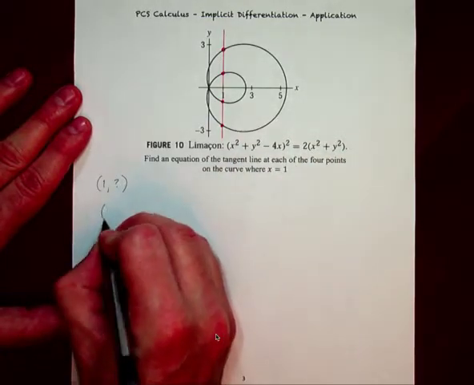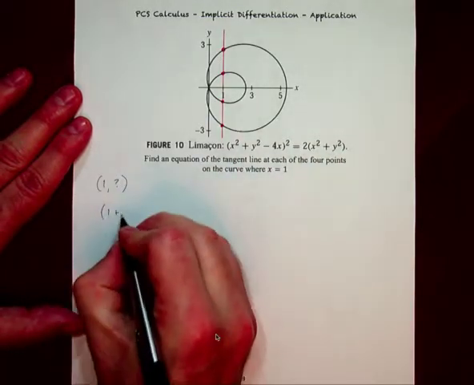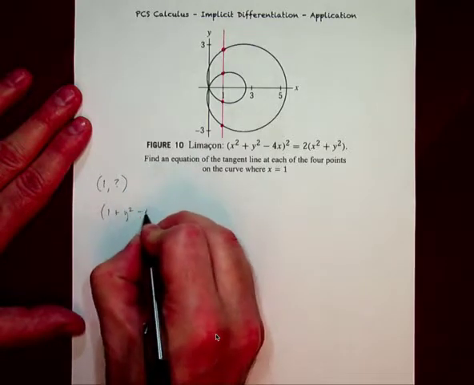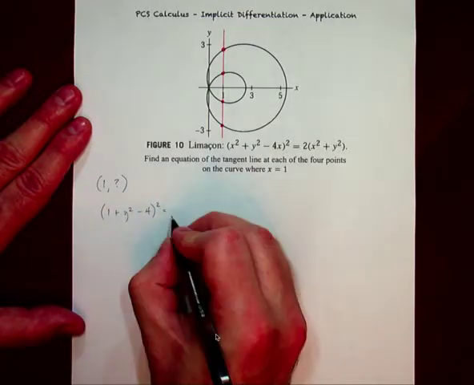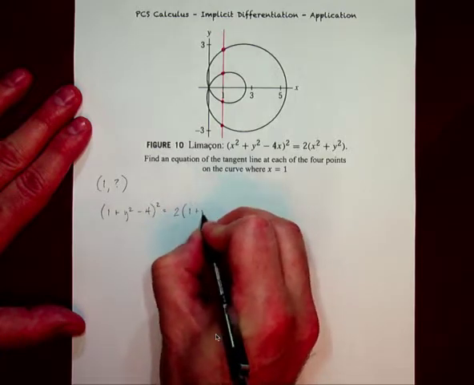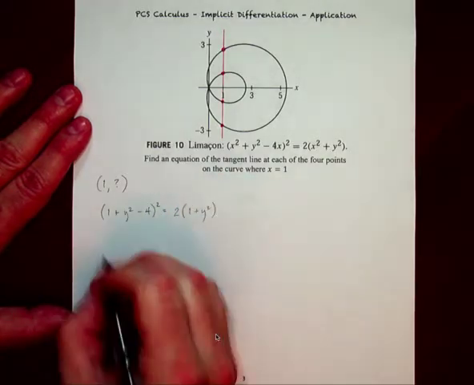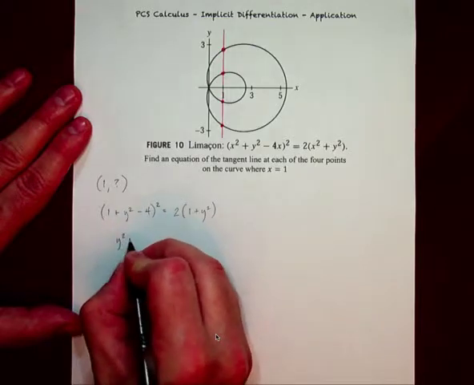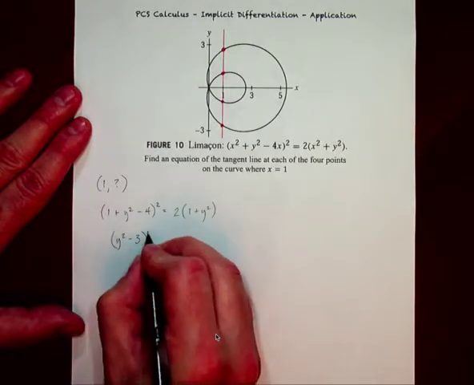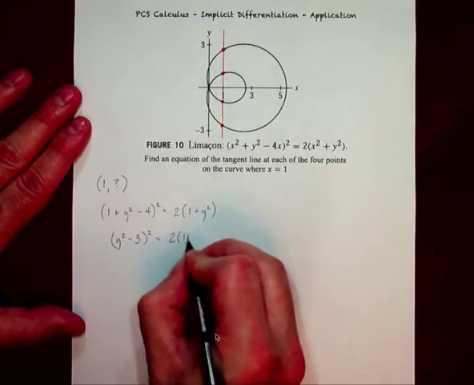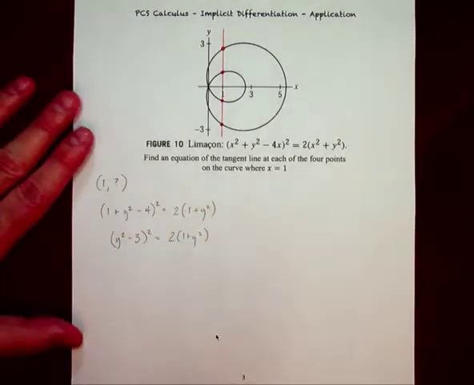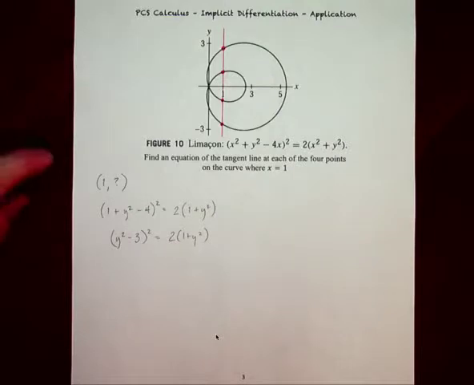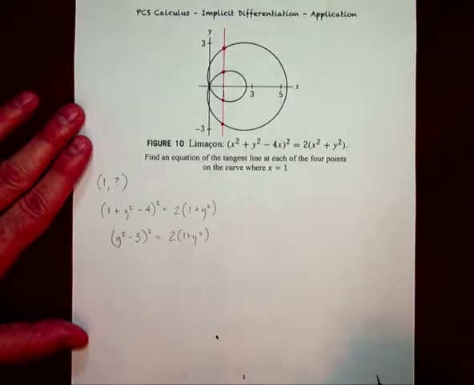So I'm going to get (1 plus y squared minus 4) squared is equal to 2(1 plus y squared). So this winds up being (y squared minus 3) squared is equal to 2(1 plus y squared). And basically I'm going to need to multiply this out into a polynomial. I can't see any other way to do it. There might be another way, but it's escaping me right now.